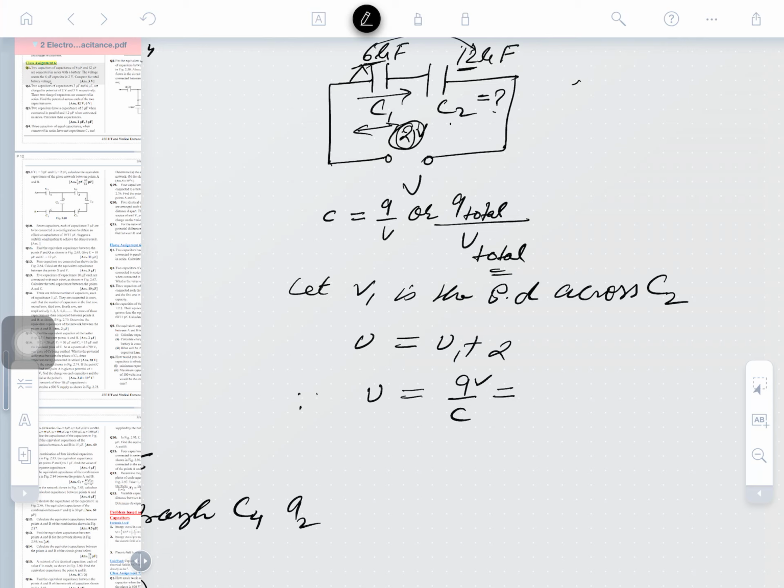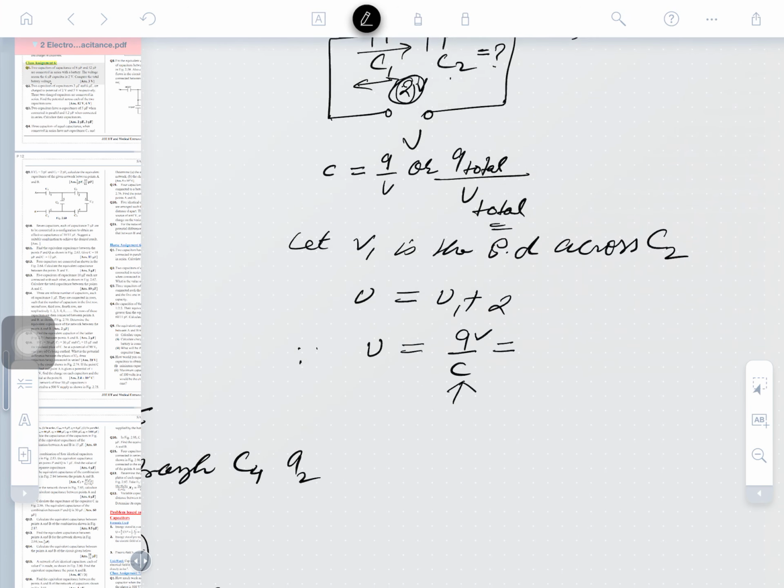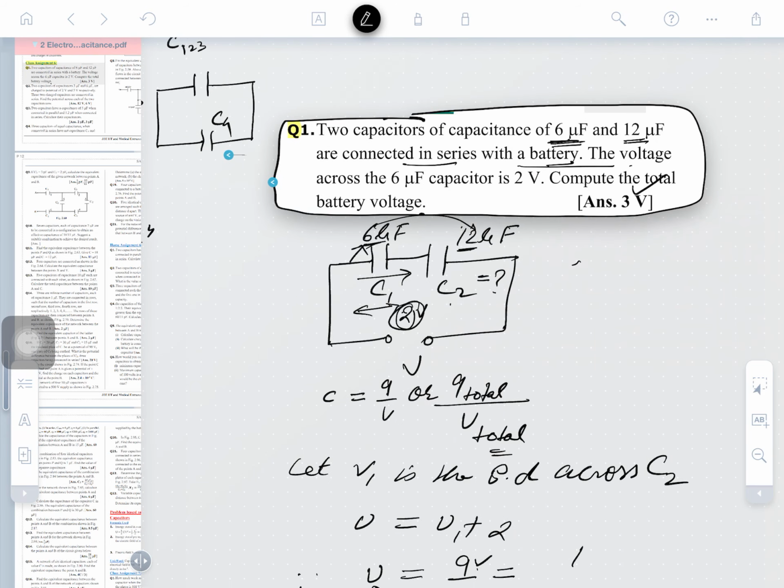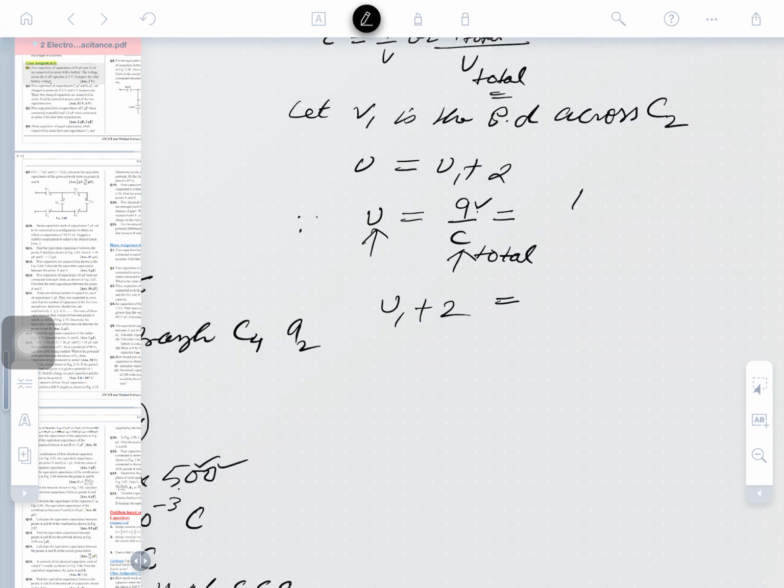So what is the total charge here? And this is the total capacitance. What is the total capacitance of them? Here I need to find out V. So how can we find V? It's V1 plus 2. And what is the total charge? I don't know what the charge passing through this is. First you need to find out the charge here.